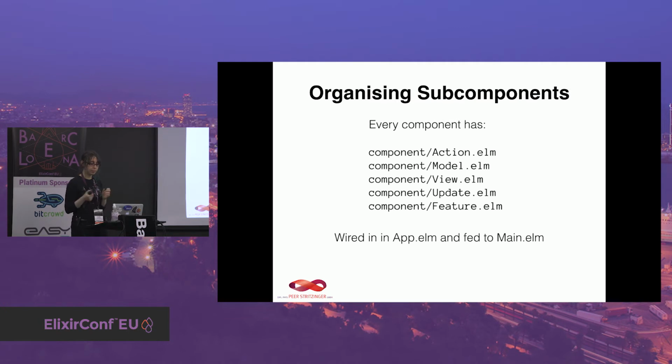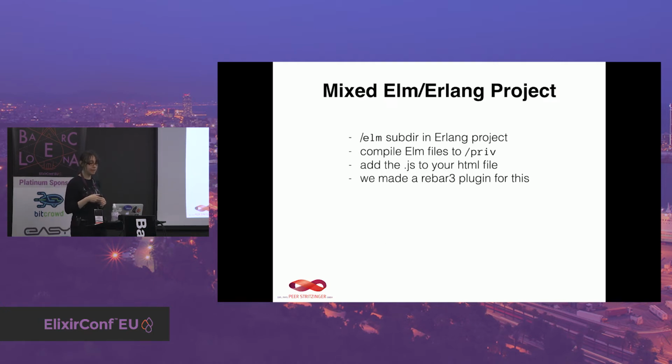So organizing subcomponents ended up being pretty simple. So we just have one directory for each component, and then we just break the files up in action, model, view, and update. And feature is the wiring needed for the structure that I showed you. And then everything is wired yet again in another Elm file, which I called app.elm, and then we feed that to the main.elm. Mixing Elm and Erlang projects also turned out to be quite simple.